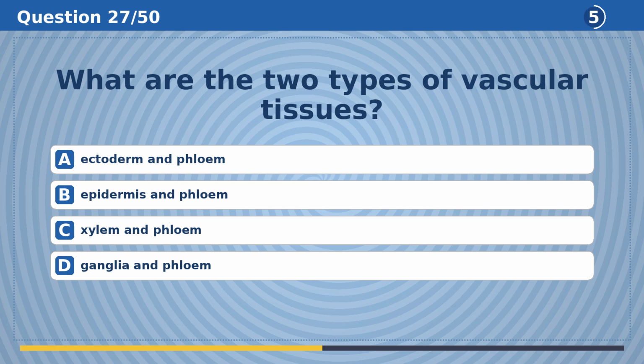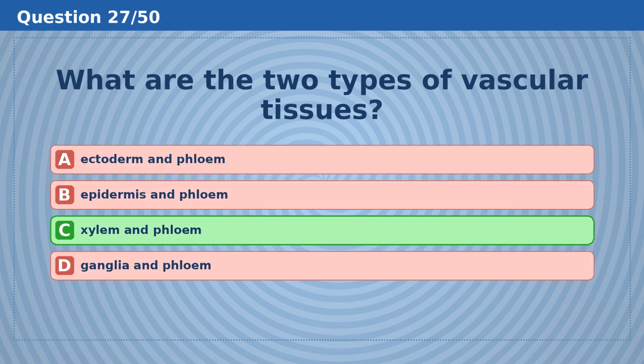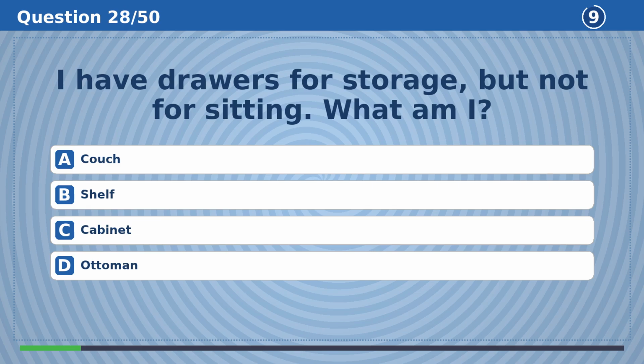What are the two types of vascular tissues? The answer is C. Xylem and phloem.